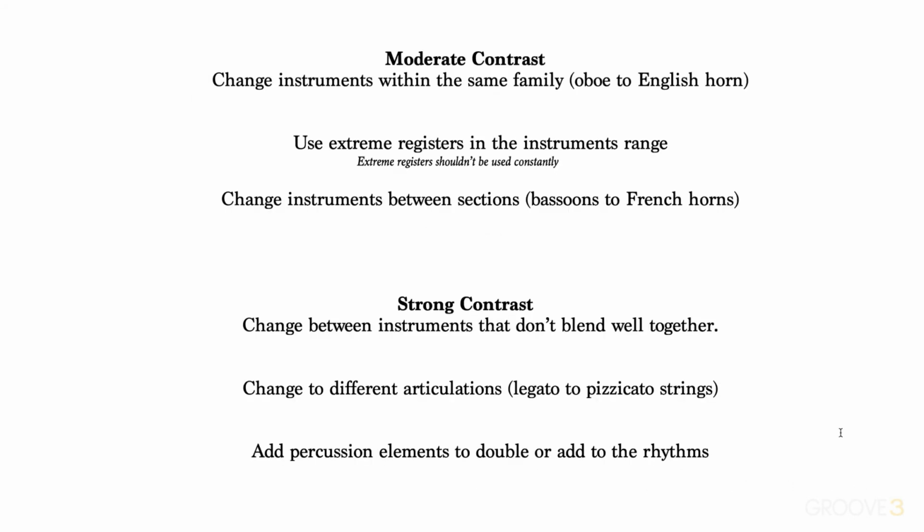For a greater degree of contrast, try changing instruments within the same family, like going from oboe to English horn or to clarinet. And don't be shy to use the extreme registers in the instrument range. They'll really stand out, but with the caveat that extreme registers shouldn't be used constantly, otherwise they lose their effect. And try changing instruments between sections, like moving from bassoon to French horn or to piccolo.